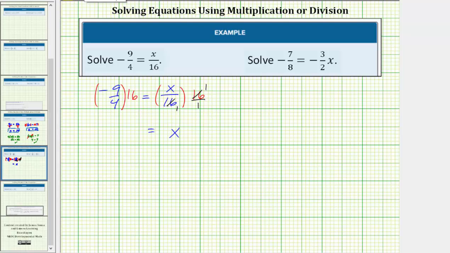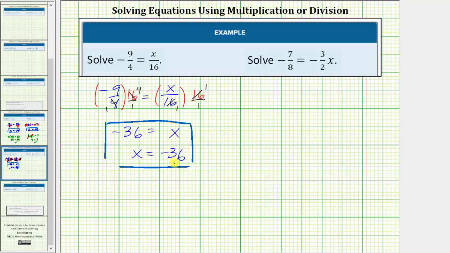Again, let's write 16 as 16 over 1. Let's simplify before multiplying. 4 and 16 share a common factor of 4. There's 1 4 and 4, and 4 4s and 16. The product is now just negative 9 times 4, which equals negative 36. So our solution is x equals negative 36, which can be written like this, or in the opposite direction as x equals negative 36, which is more common. But either is acceptable.